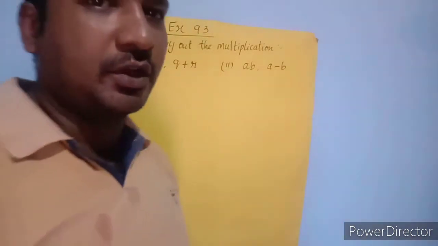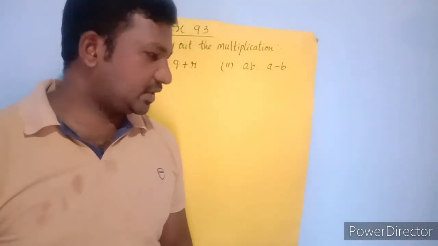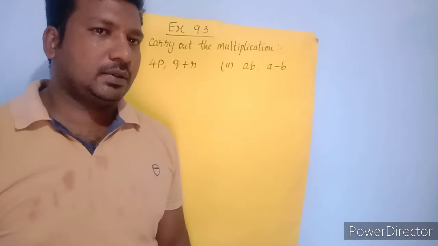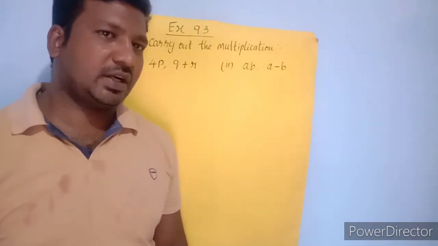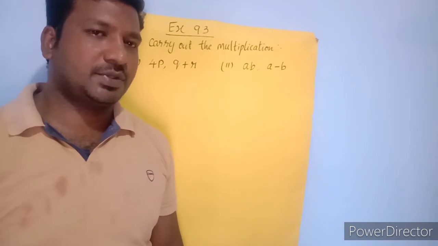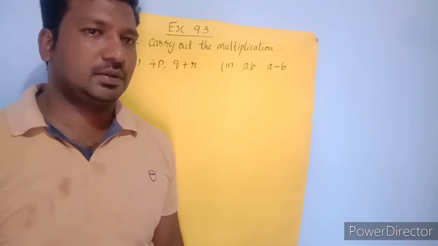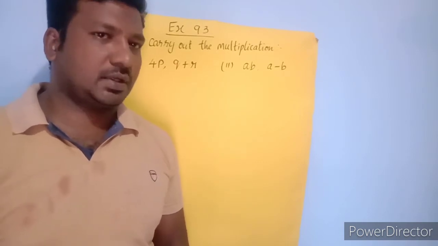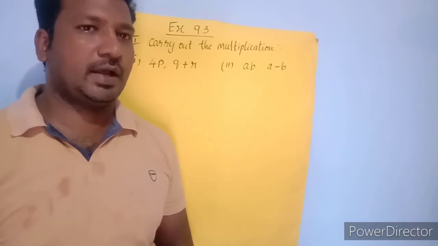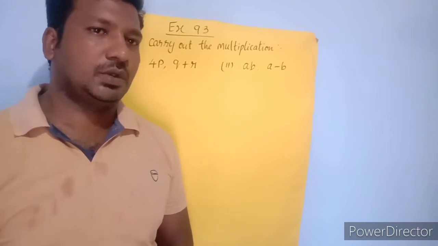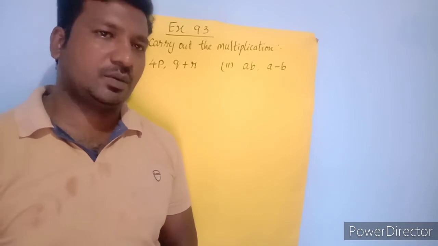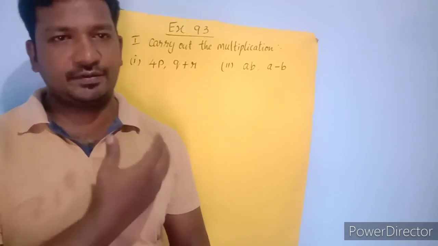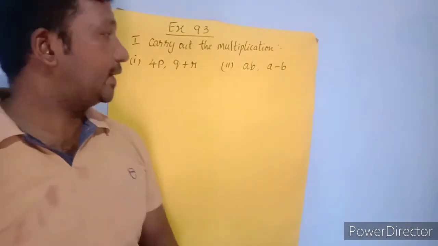Okay, let us continue with Exercise 9.3. Here, carry out the multiplication. So already we have done many sums with multiplication. Monomials, we have already done. Now we have to go with the trinomial and polynomials. Many terms can be multiplied with one or two terms. Clear?